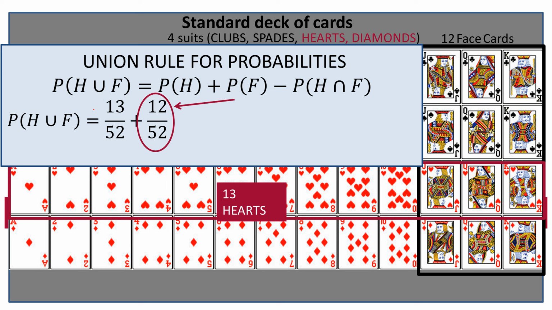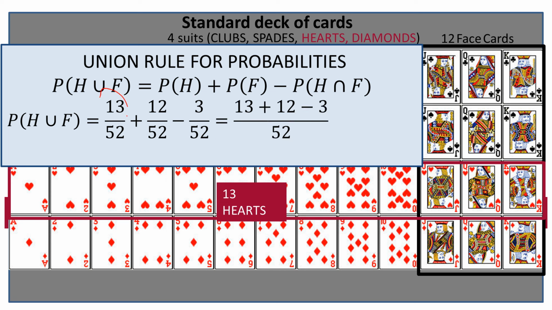Remember, there are 12 face cards. Those are the cards with faces. There are 12 of them. So the probability of getting a face card is 12 over 52. But you can see we've counted some of these cards twice. The Queen, Jack, and King of Hearts got counted as a face card, but also got counted as a heart. There are three of those out of 52. So you have to subtract that off because they got counted twice.